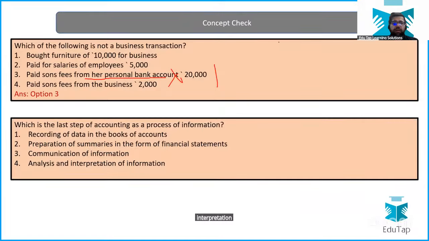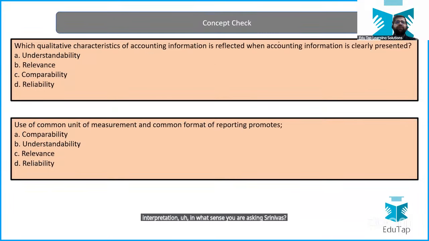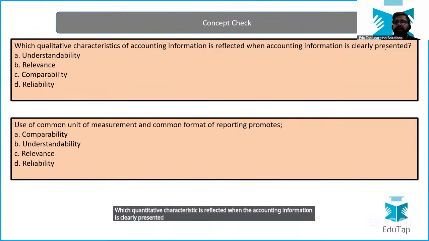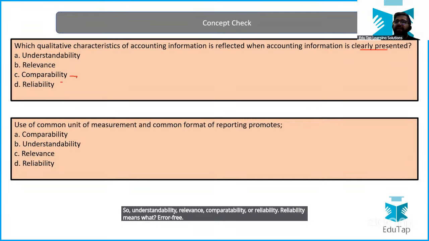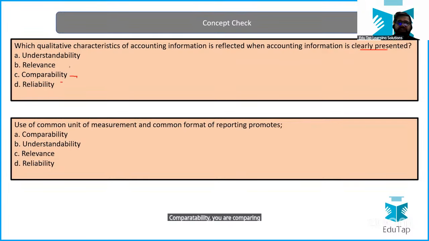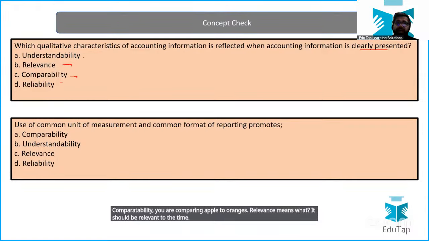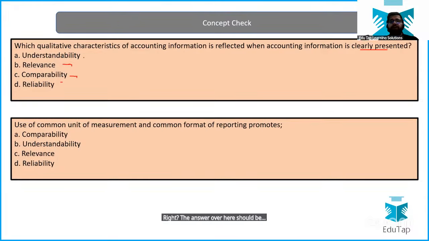Interpretation, in what sense are you asking, Srinivas? Now, whatever the question number is: which qualitative characteristic is reflected when the accounting information is clearly presented? Understandability, relevance, comparability, or reliability. Reliability means error free. Comparability, you are comparing apples to oranges. Relevance means it should be relevant to the time. The answer over here should be what?